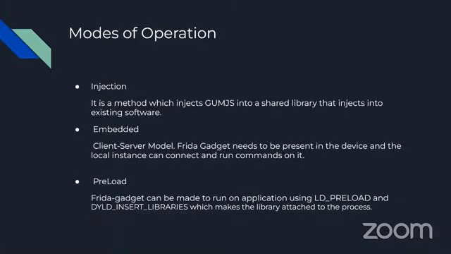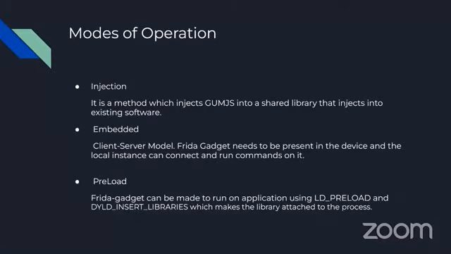And also the last mode, preload, is very useful when you just have the Frida library, and you can just attach it using methods like LD_PRELOAD in terms of Linux, or DYLD_INSERT_LIBRARIES in terms of macOS. You can just provide the .so file and call the executable which you want to hook into, and the dynamic library will be automatically attached and executed in the process. So these are the three modes.